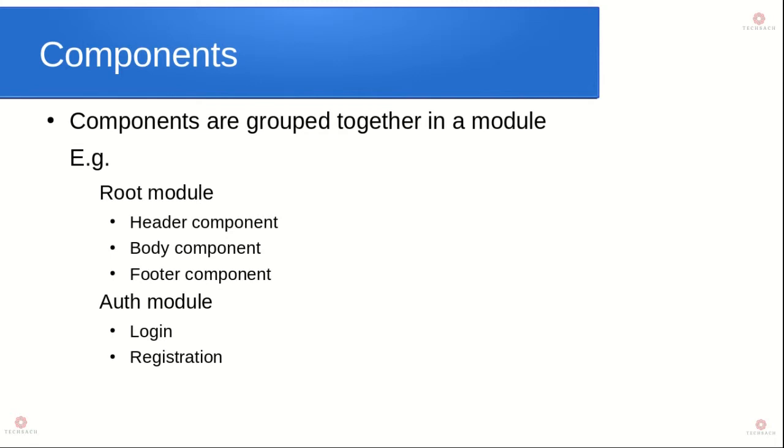Generally, components are grouped together in a module. For example, your application can have a root module which will contain a header component, a body component and a footer component. And it might contain another module, an authentication module, which will have login and registration components.